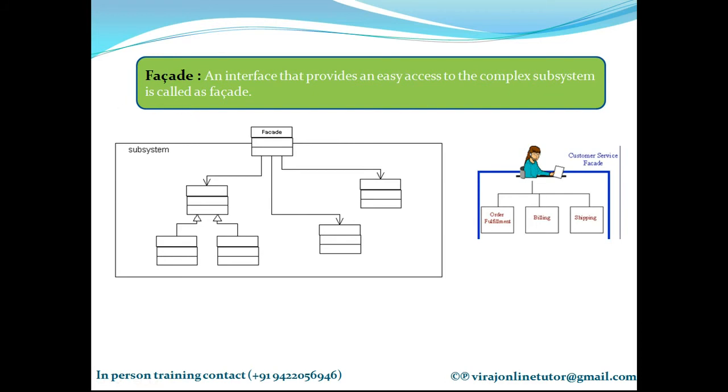I repeat, a facade pattern is used when we want to provide easy access to the complex subsystem that we have. So in this example, I have a very complex subsystem here. Lots of classes connecting in different ways. These two classes inherit from this, there's another class which is spread across. So this is a very complex subsystem that I have.